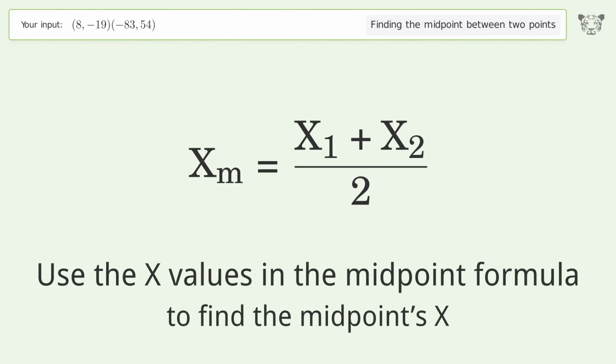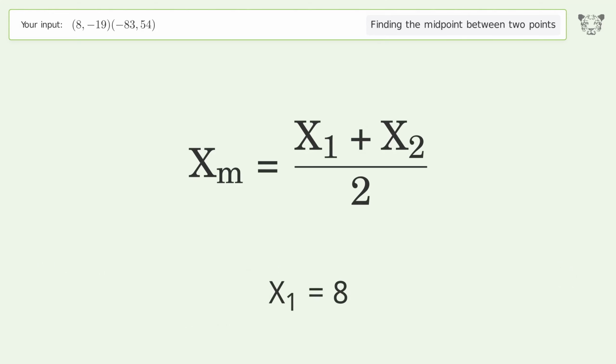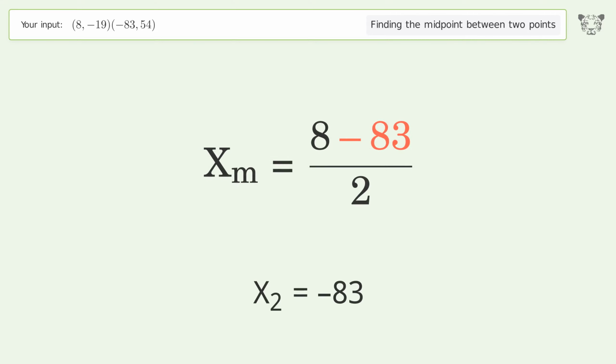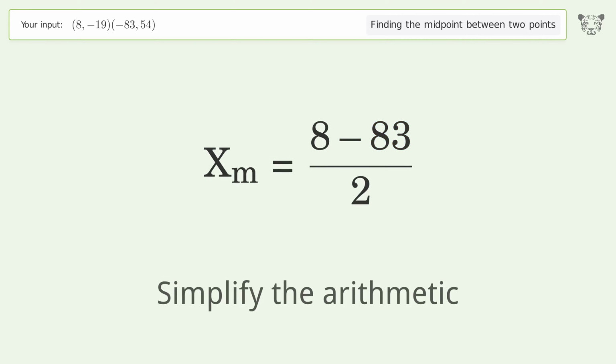Use the x values in the midpoint formula to find the midpoints x. x1 equals 8. x2 equals negative 83. Simplify the arithmetic.